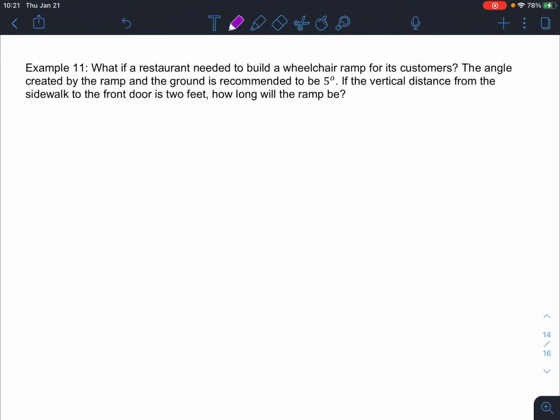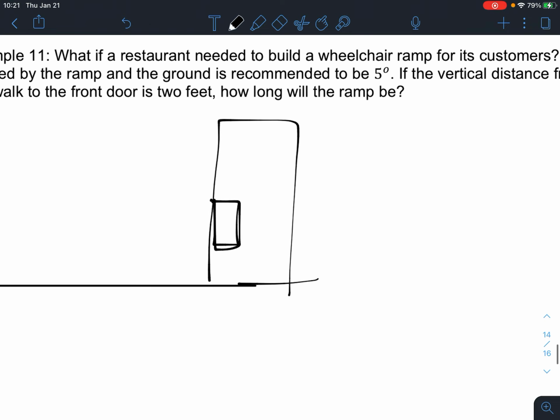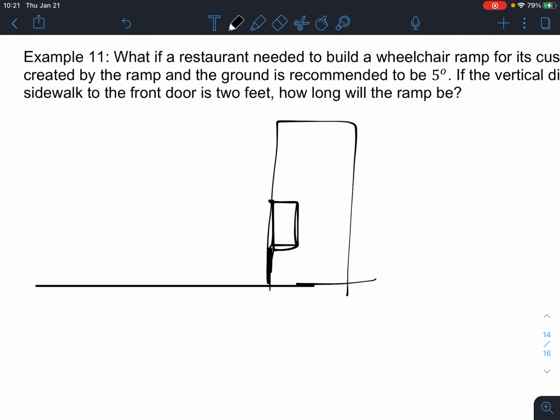One more. A restaurant needs to build a wheelchair ramp for its customers. The angle created by the ramp on the ground is recommended to be 5 degrees. The vertical distance from the sidewalk to the front door is 2 feet. How long will the ramp be? All right, so here's our ground again. Here's our building, and we can say the front door is right here. The vertical distance is 2. The recommended angle is 5 degrees. We want to know how long the ramp will be. So this is what we're looking for here.